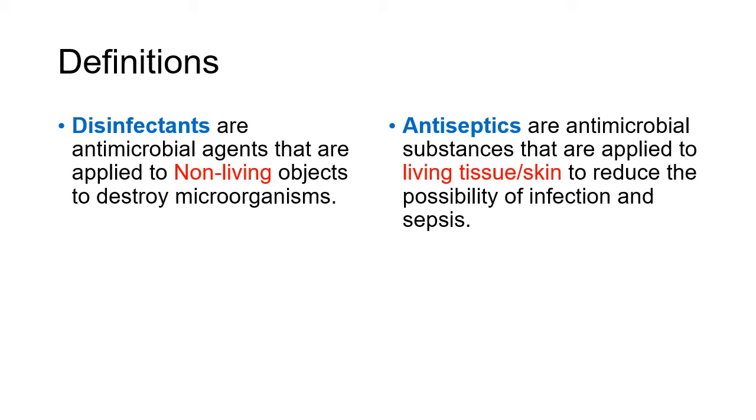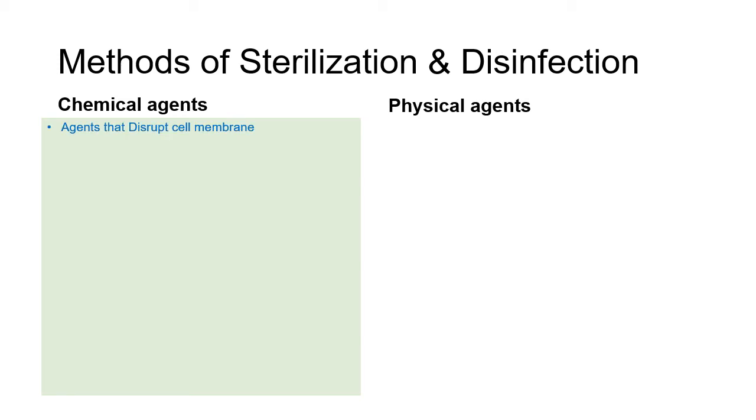And each one of them will have different agents, and we will discuss them in this lecture in more detail. So, if we want to roughly divide the methods for sterilization and disinfection, they are divided into two major categories: chemical agents and physical agents. What do we mean by chemical agents? These are chemicals that have different modes of action. When you see MOA, it basically means mode of action, similar to pharmacology drugs.